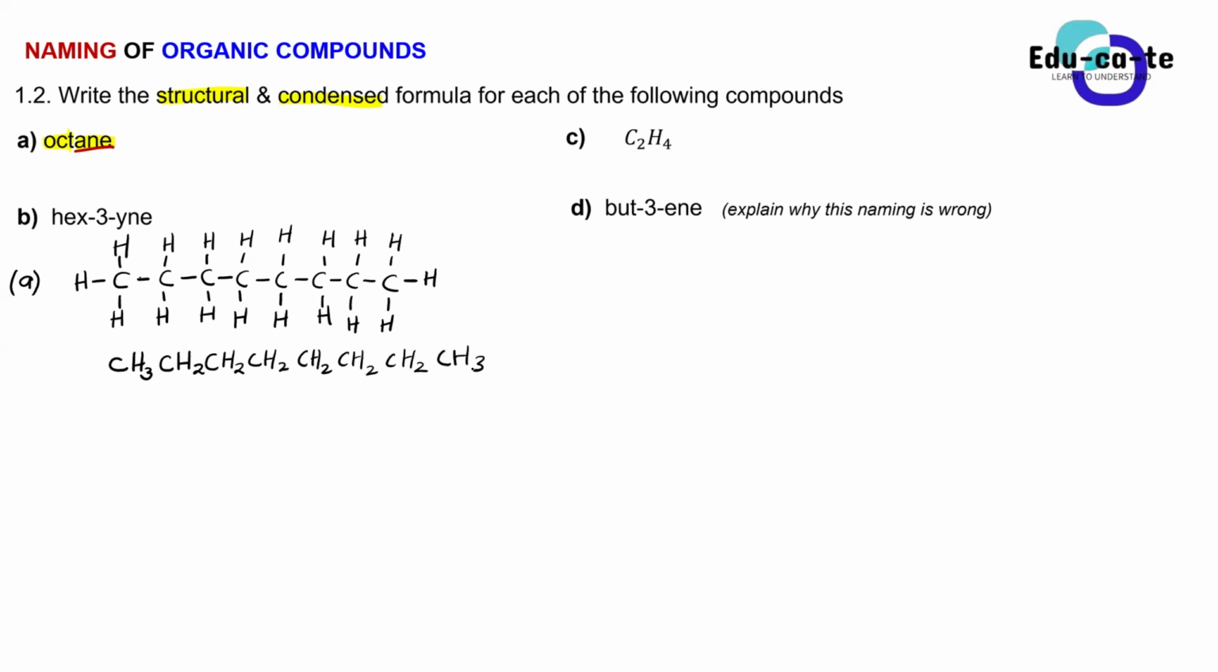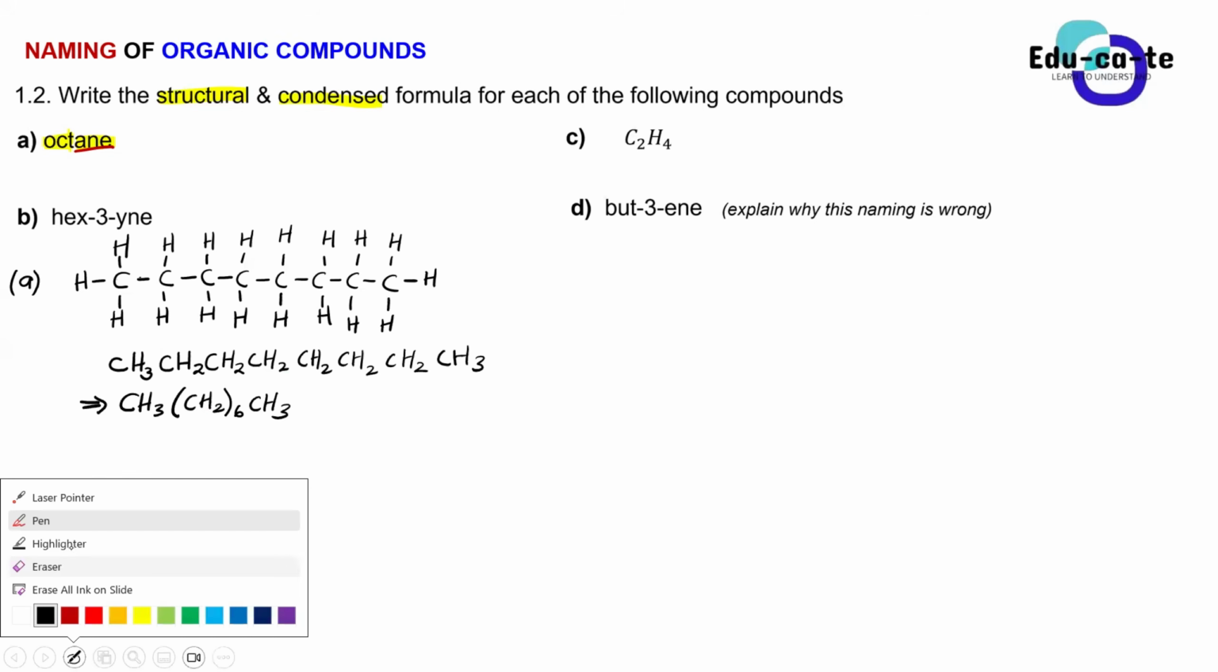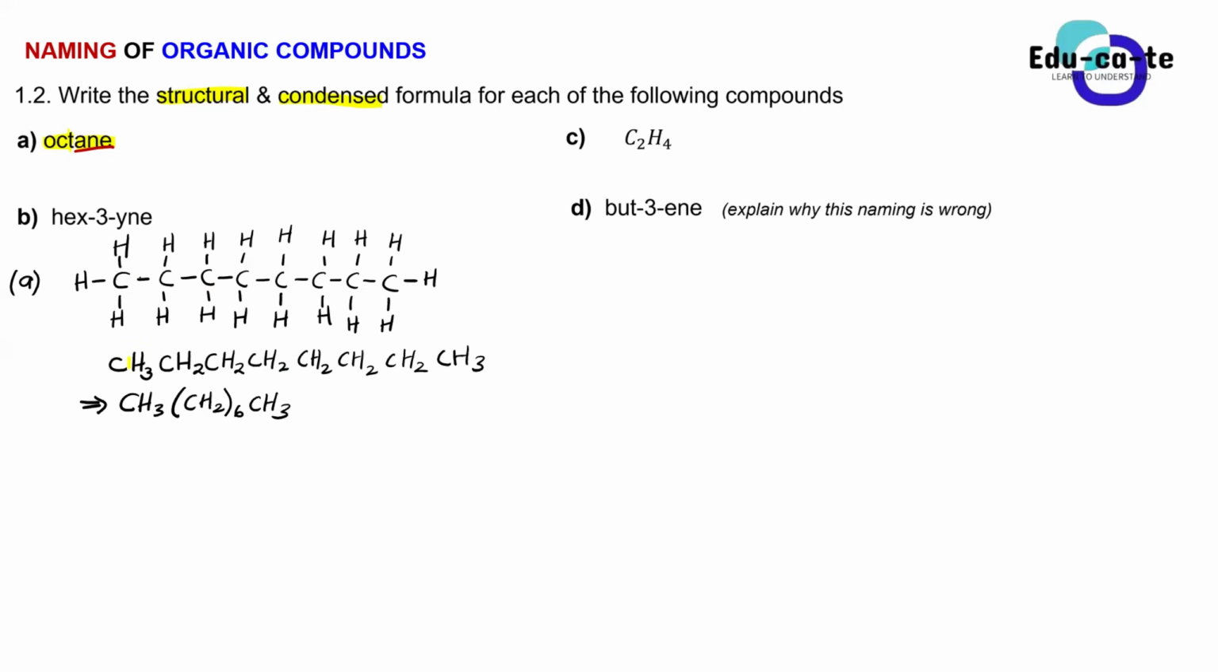Did you simplify it now, saying CH3, open bracket, CH2, close bracket, 6, and then CH3? Yes, this is another simplified way of doing the condensed formula. Let's just show why we did that and why this is the correct way. Guys, remember the condensed formula: you just write the carbon and you tell us how many hydrogens or other atoms are bonded to it.